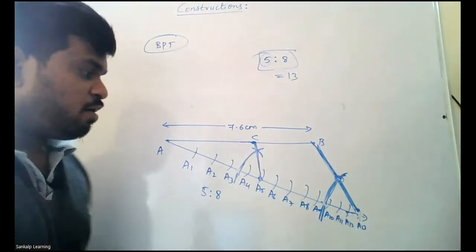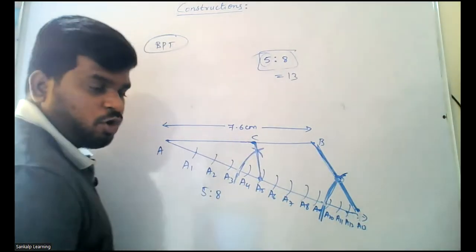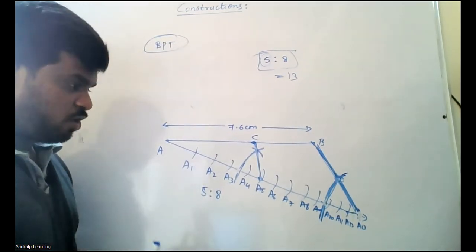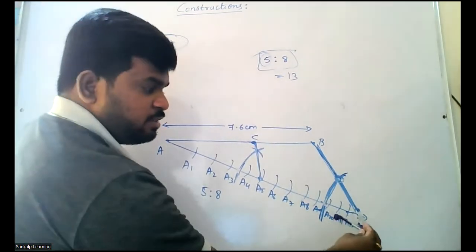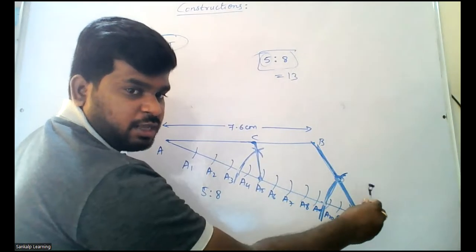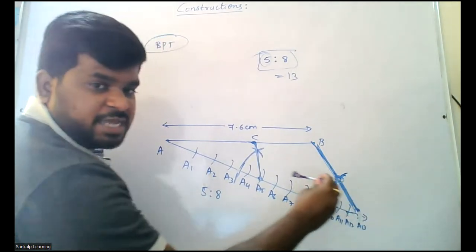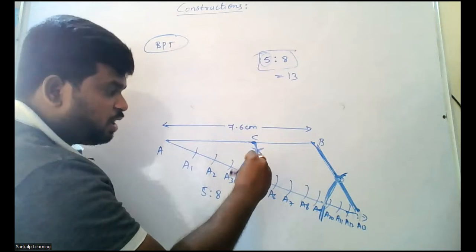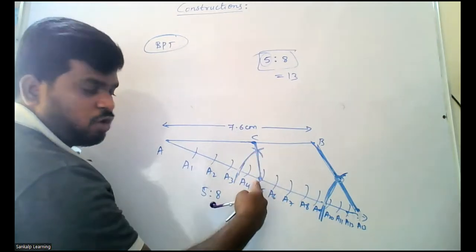Okay, now what you're going to do is draw parallel. How will you draw parallel? Take this as your center, or let me take the example with the compass. Take this as your center and draw an arc like this. Okay, with the same measurement. See, I'm not changing anything. With the same measurement, draw another arc, like this at A5, wherever you want to draw parallel.